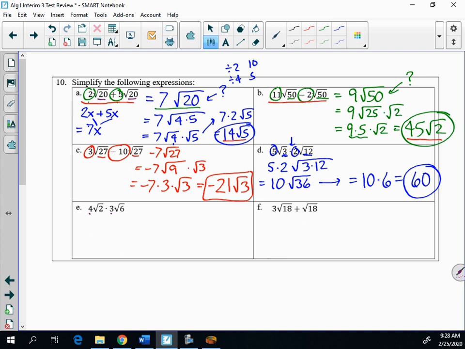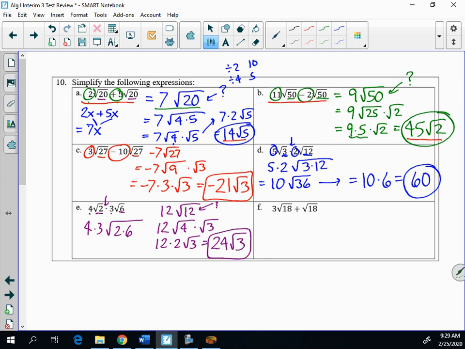Same with E. I have outside numbers, and again, I'm multiplying, so that's 4 times 3. And then I have underneath numbers, which is 2 times 6. So that is giving me 12 times the square root of 12. Can I break down this 12 is my question. I can. It breaks down into 4 times 3. And so that's 12 times 2 times the square root of 3, which gives us 24 square roots of 3. And again, please be checking all of this in line 1 of Desmos, your answer in line 2.